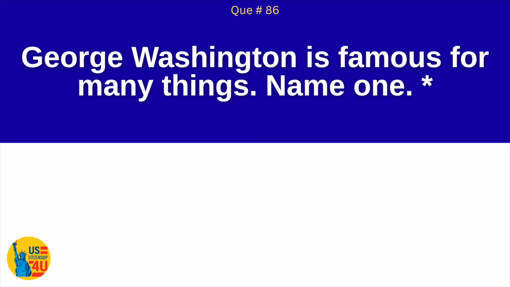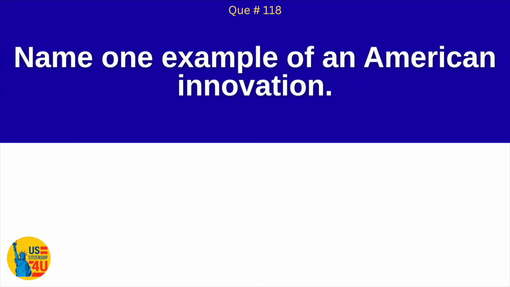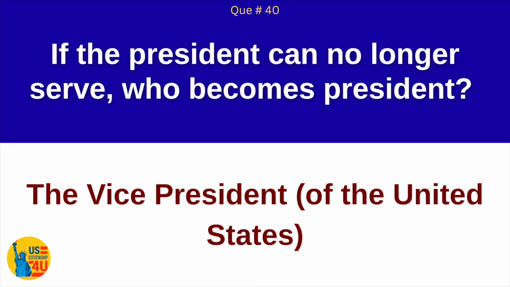George Washington is famous for many things. Name one. Father of our country. Name one example of an American innovation. Light bulb. If the president can no longer serve, who becomes president? The Vice President of the United States.